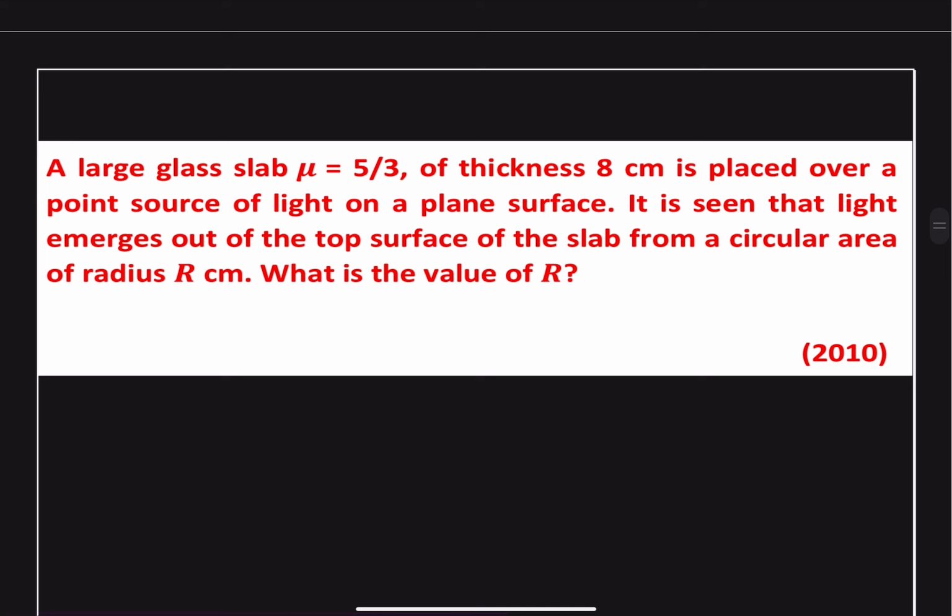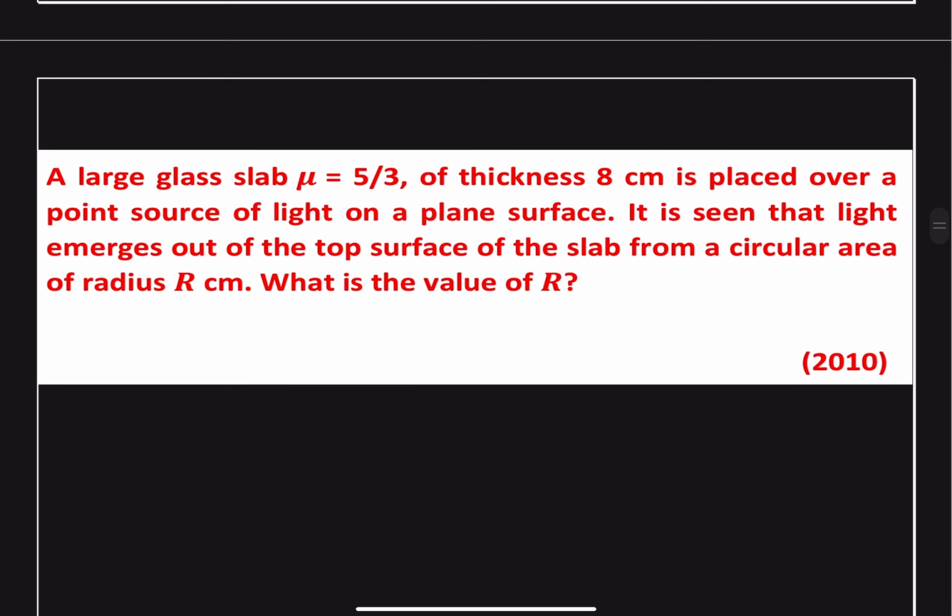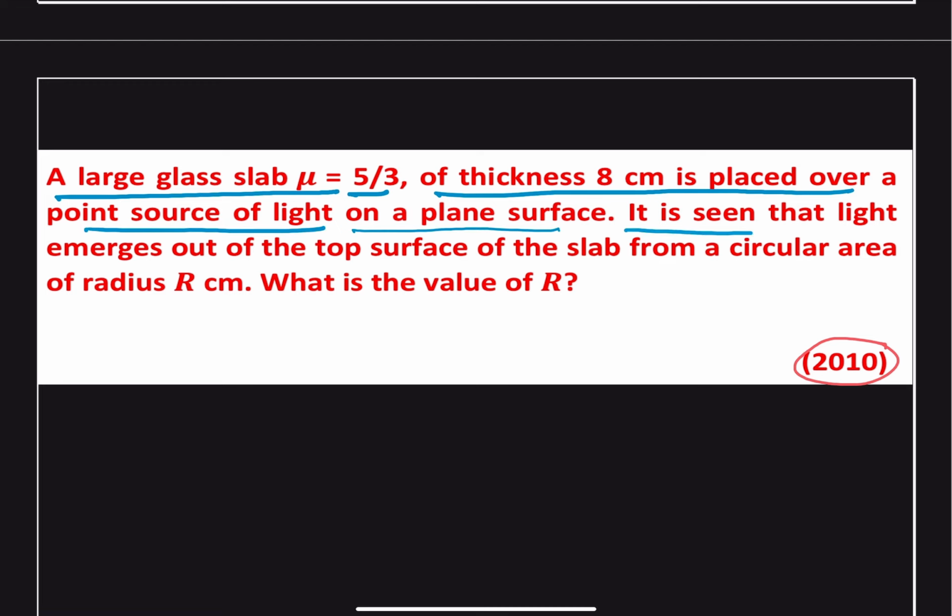The next question. It was also asked in the year 2010, and it states that a large glass slab, mu is equal to 5 by 3, of thickness 8 centimeter is placed over a point source of light on a plane surface. It is seen that the light emerges out of the top surface of the slab from a circular area of radius r centimeter. What is the value of r?